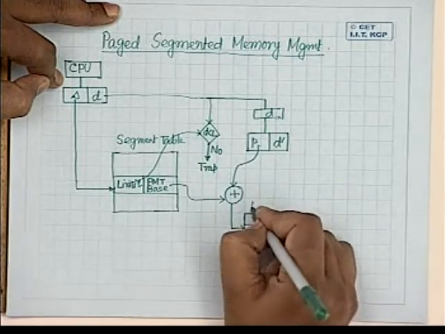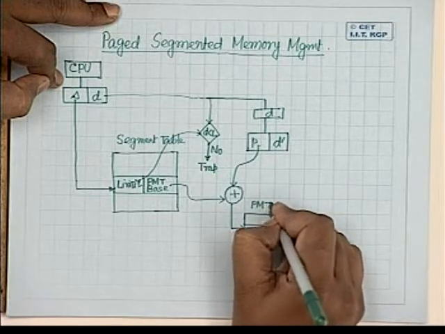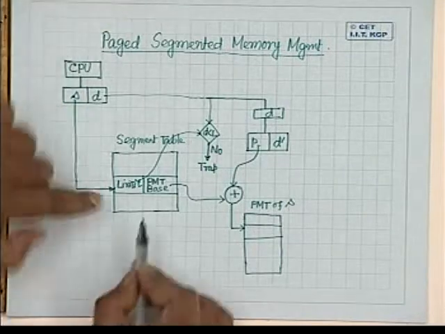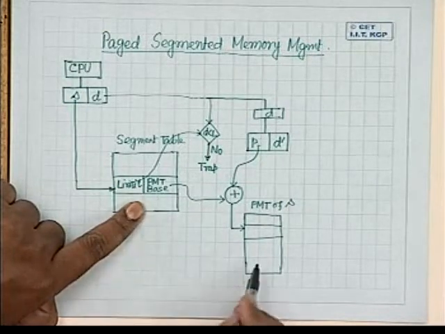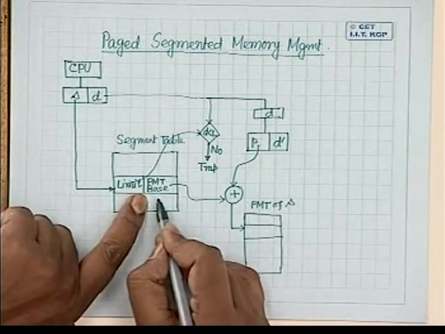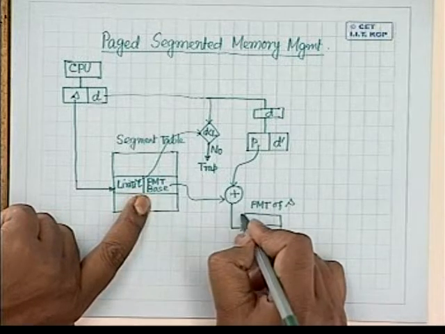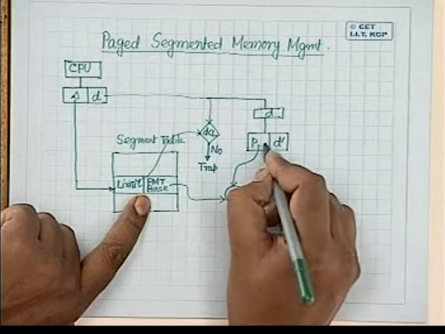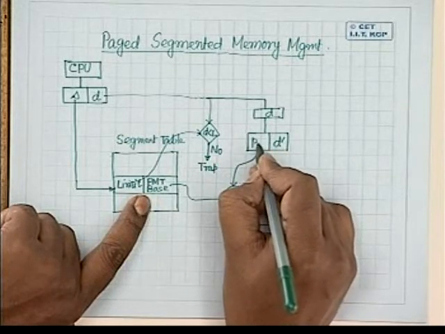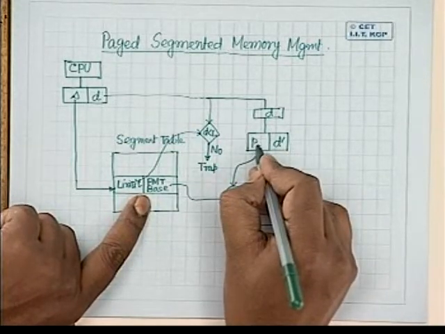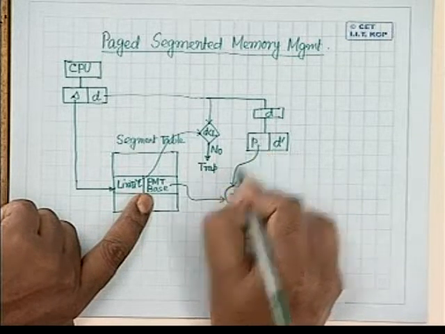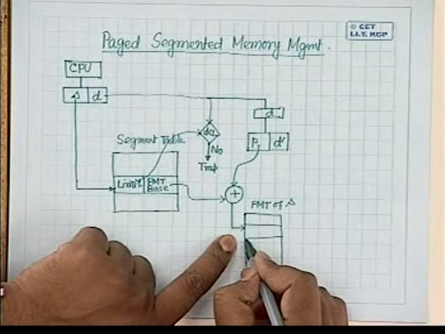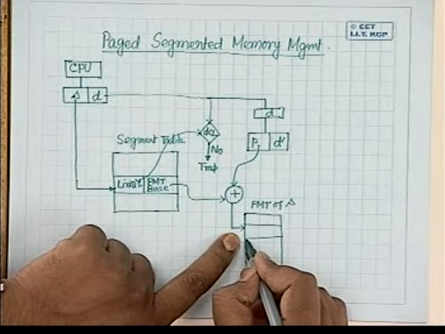This is the PMT, the page map table of segment S, right? This one. So I know the base address. The base address corresponds to the starting location of the page map table, and the particular page within this page map table that I have to look for. So I add P to the page map table base address. This gives me a particular entry within the page map table.